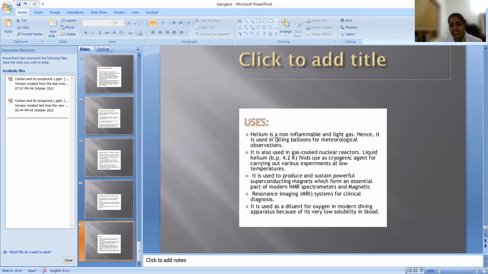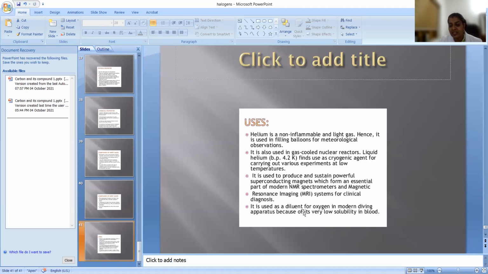What are the uses? Helium is a non-inflammable and light gas. Hence, it is used in filling balloons for meteorological observation. It is also used in gas-cooled nuclear reactors. Liquid helium finds use as a cryogenic agent for carrying out various experiments at low temperatures. It is used to produce and sustain powerful superconducting magnets, which form an essential part of modern NMR spectrometers and magnetic resonance imaging systems for clinical diagnosis.